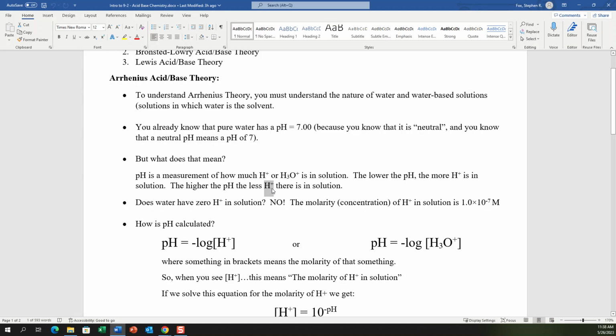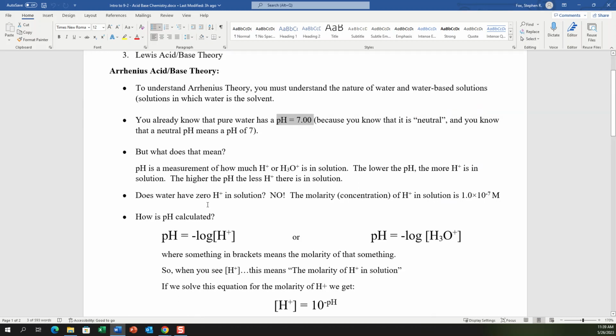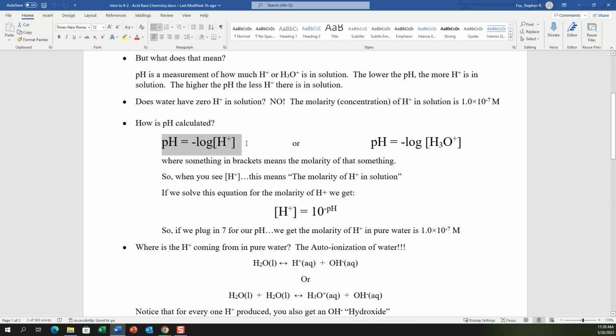Now, pure water has a pH of 7. And if I were to ask you this before you looked over this sheet, or before we've ever had a discussion on acid-base chemistry, what's the concentration of H plus ions in your water, a lot of people would say 0 because it's pure water. But let's go and look at the equation for pH.